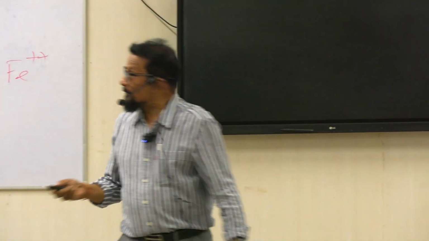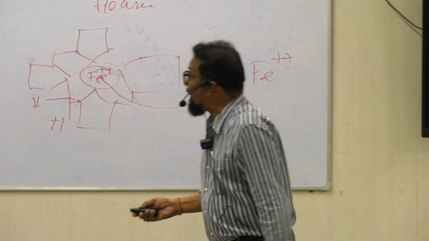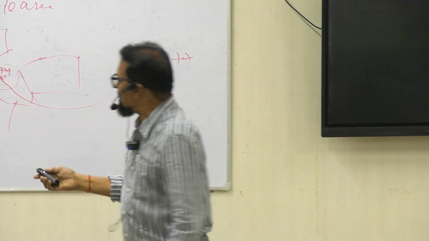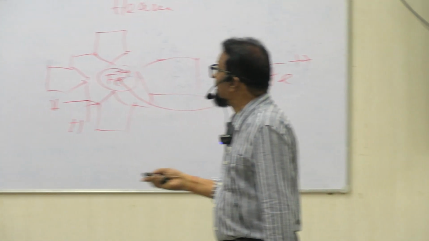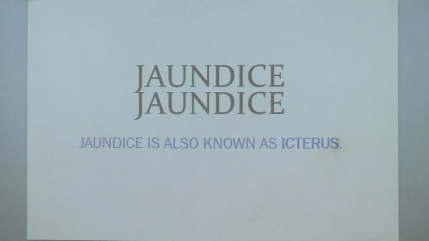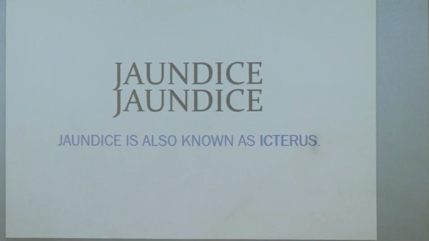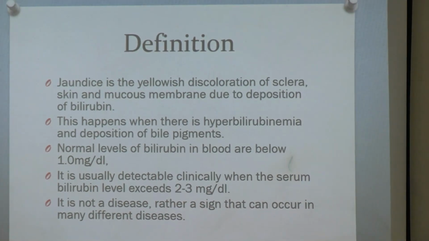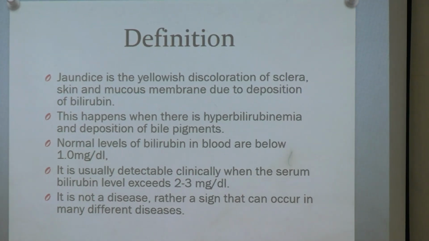Now we are coming to the next part. Just take this and go through it, and everything will be clear to you. So this is the pathway. Jaundice. What is jaundice? Who can define? Jaundice is the yellowish discoloration of the sclera, which is normally whitish.